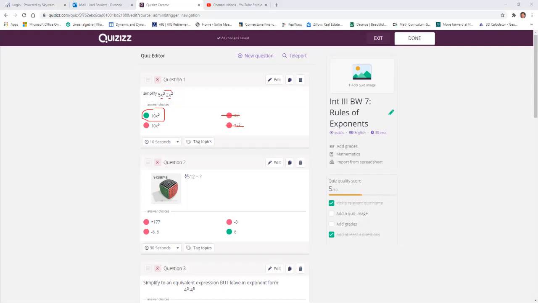Number 2. We have the cube root of 512. And the cube root of 512 can be found by entering this into the calculator. 512 raised to the power of 1/3.